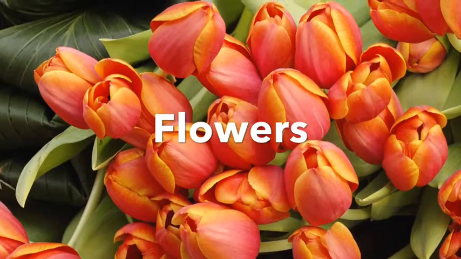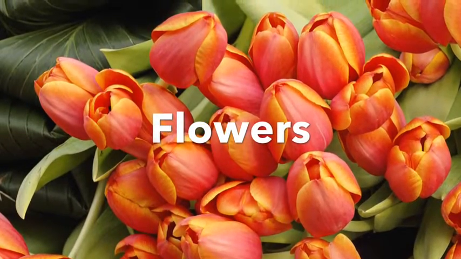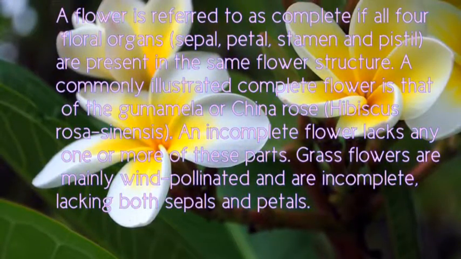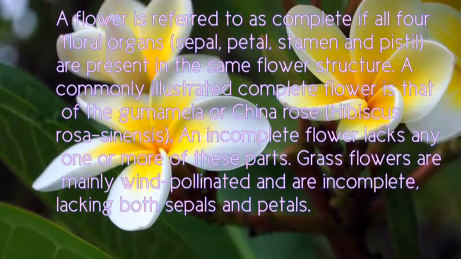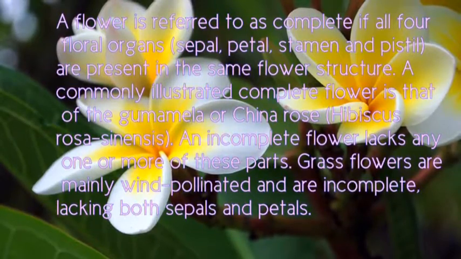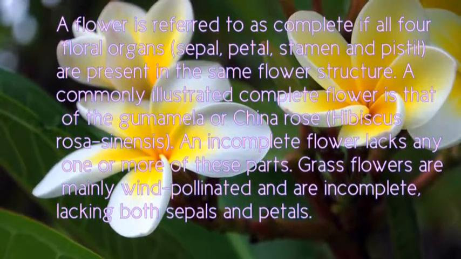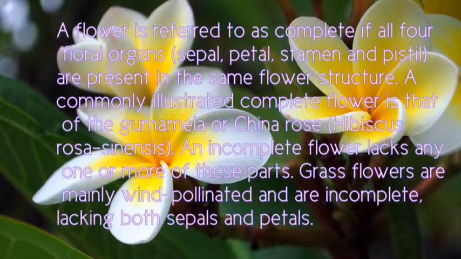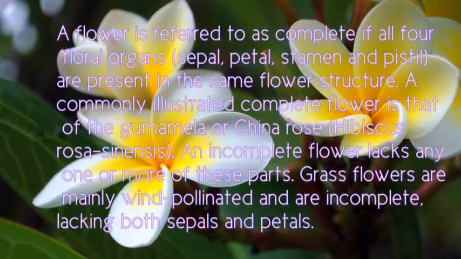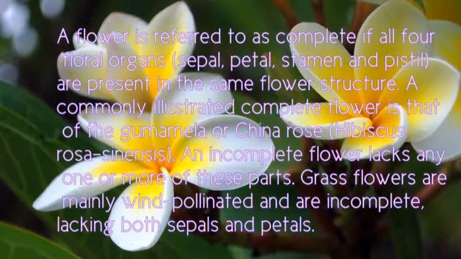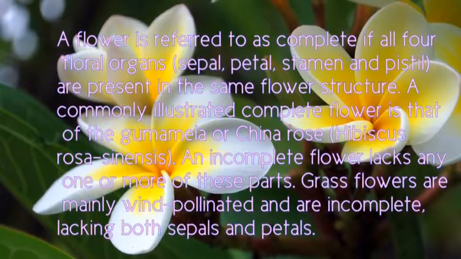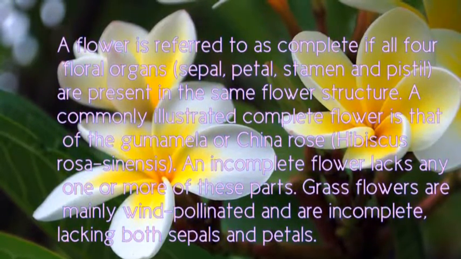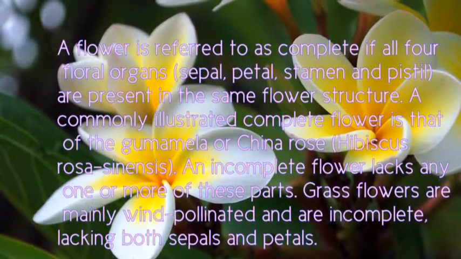Flowers, what makes plants beautiful? A flower is referred to as complete if all four floral organs, sepal, petal, stamen, and pistil, are present in the same flower structure. A commonly illustrated complete flower is that of the China rose, Hibiscus rosa-sinensis. An incomplete flower lacks any one or more of these parts. Grass flowers are mainly wind pollinated and are incomplete, lacking both sepals and petals.